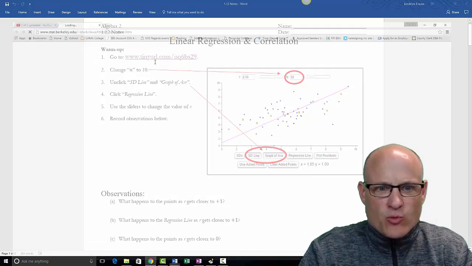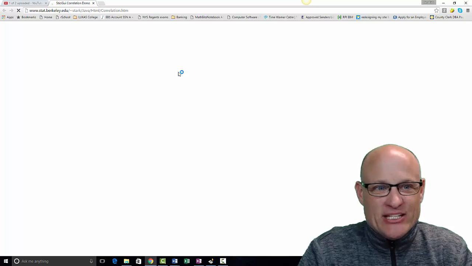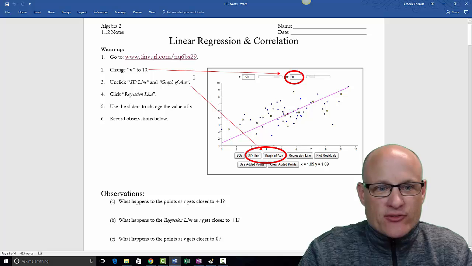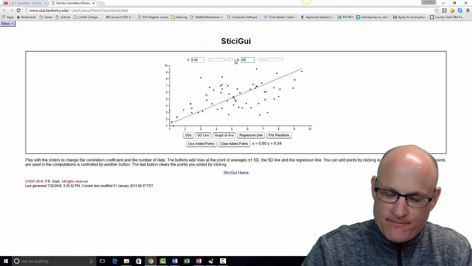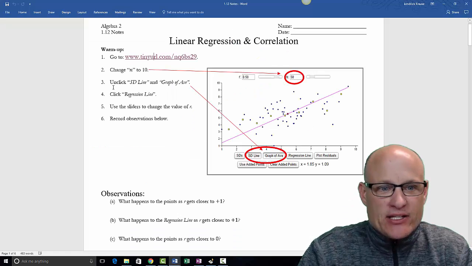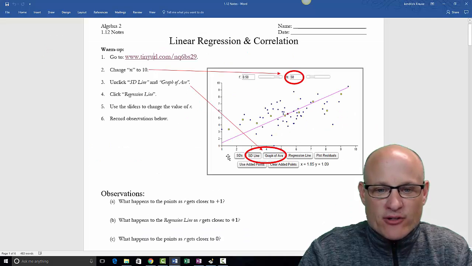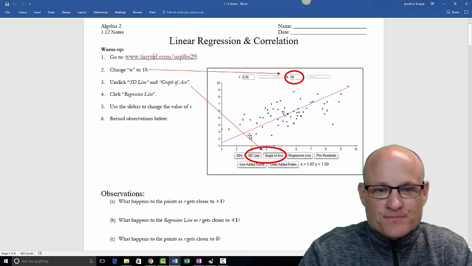So if you go to this website, I guess it's from berkeley.edu, what do they ask us to do? Change n to 10. Okay, we'll change n to 10. So that gives us some points. And then unclick SD line and graph of average. Okay. Click regression line. There's our linear regression line.